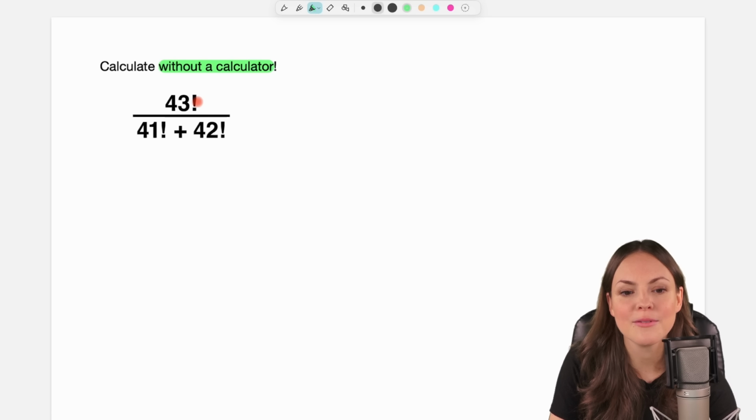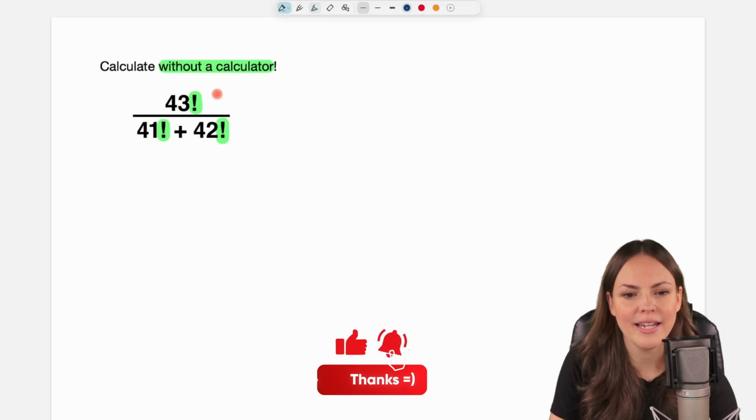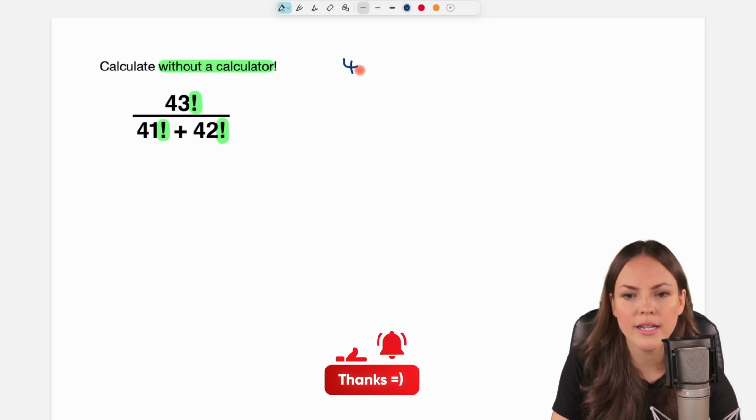We have 43 factorial. This exclamation mark is factorial, and we're going to take a look at this in detail, what this means. But first of all, let's take a look at the denominator, where we have 41 factorial plus 42 factorial. Okay, let's start with 43 factorial.